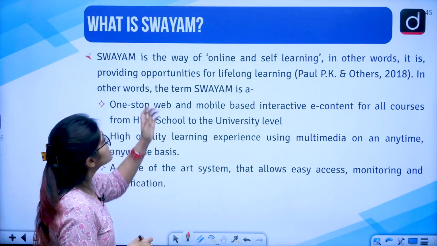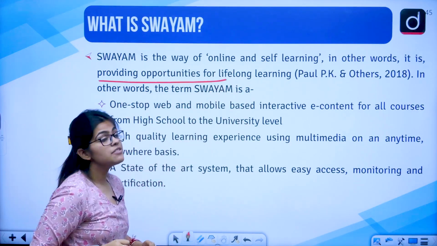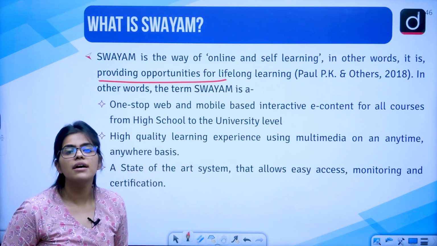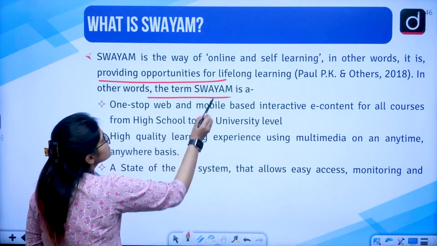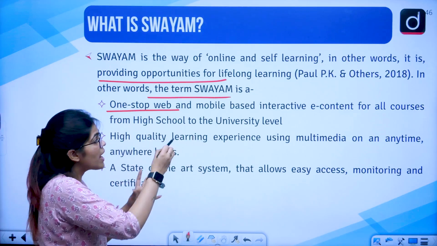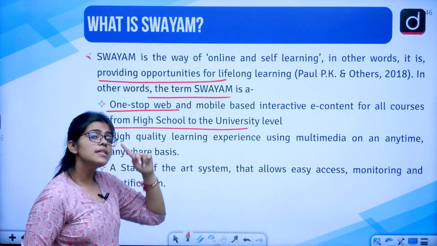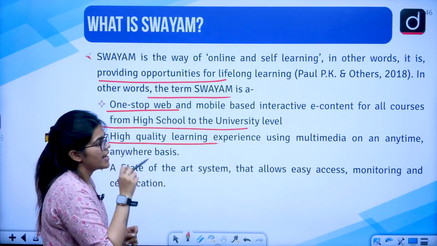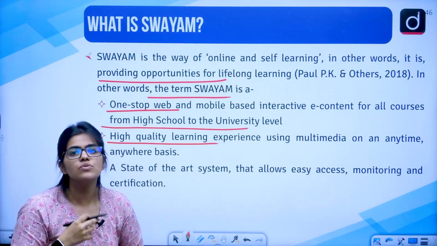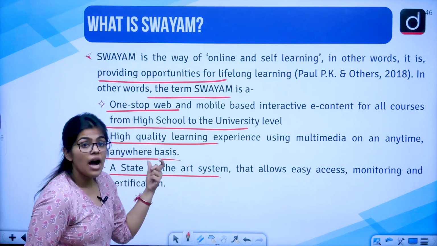Swayam is a way of online and self-paced learning. In other words, it is providing opportunities for lifelong learning to the students who could not carry forward their higher education. In other words, Swayam is a one-stop web and mobile-based platform. It is mobile-based also. Interactive e-content for all courses from high school till the university level. High quality learning experience using multimedia. So we have HTTP being used, hyperlinks are used, graphics are used, at any time, anywhere basis. A state of the art system.